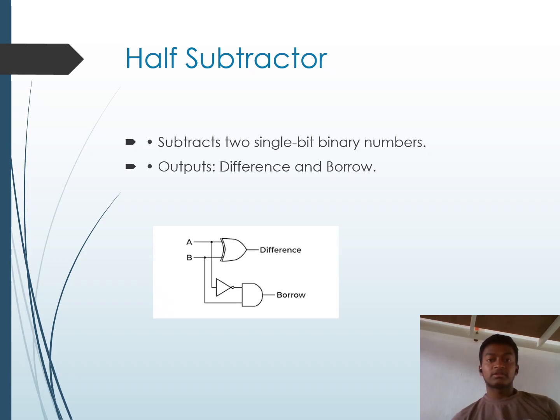The half subtractor is used to subtract one single bit binary number from another. It has two inputs, A and B, and produces two outputs, difference and borrow. The difference is generated using XOR logic, and the borrow is generated using NOT and AND logic. Like the half adder, it is a simple circuit but cannot handle borrow from a previous stage. And the circuit is also the same as the half adder, but there is just a NOT gate.